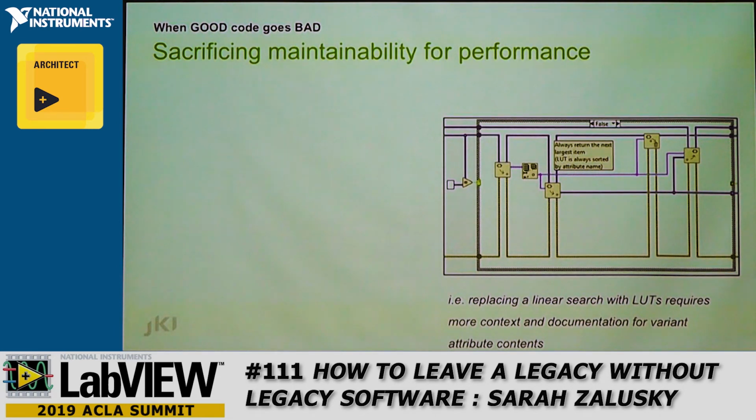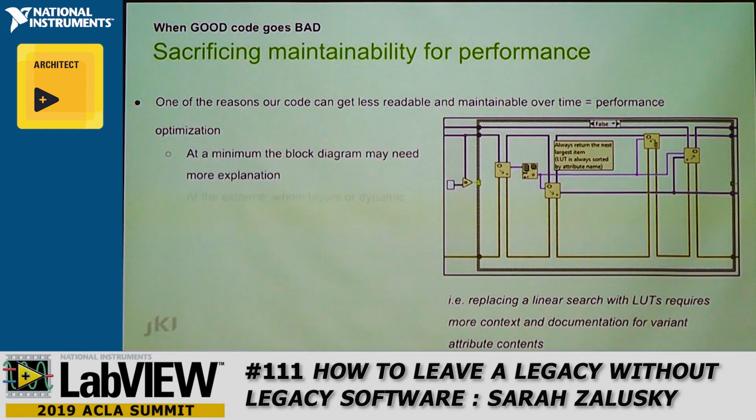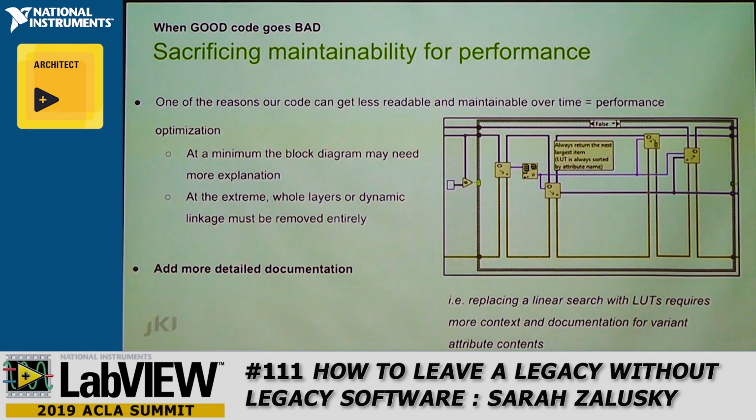Another thing that can happen is sometimes when we optimize our code for performance, we sacrifice readability. It's great if we can make really performant code that is also readable, but oftentimes there are sacrifices that are made. And here's just one example where maybe I replaced a linear search with a lookup table using variant attributes. And now, in order to understand the code, I need a little bit more context of what's going on because I need to understand what's inside the variant. What are my variant attributes?